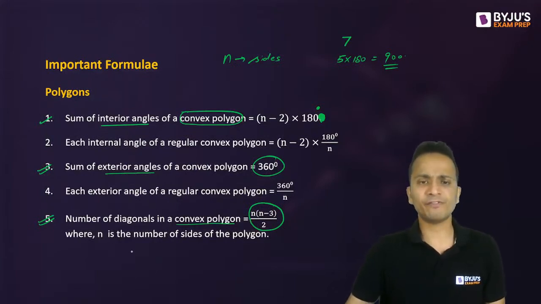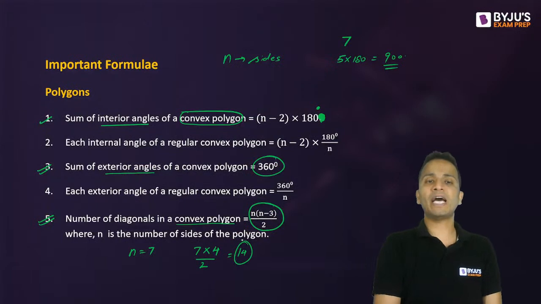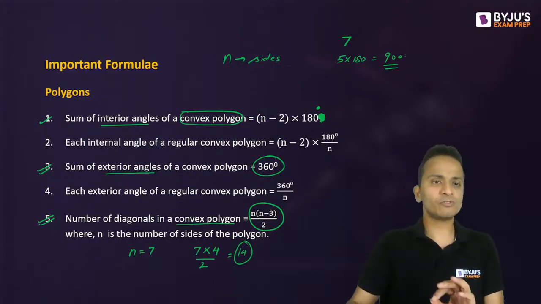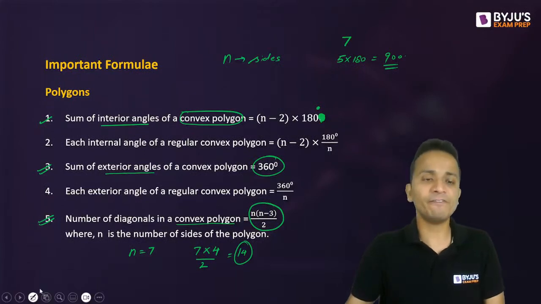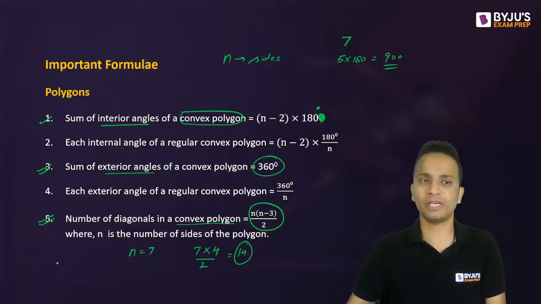So again, if the number of sides is 7, then the number of diagonals will be 7 into 7 minus 3, which is 4, divided by 2. So that will come out to be 14. So 14 will be the number of diagonals if the number of sides is 7. All right, so that was formula number 1, 3 and 5, which is applicable for every convex polygon.